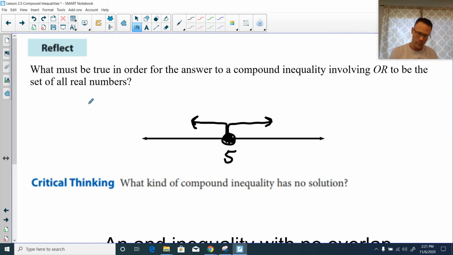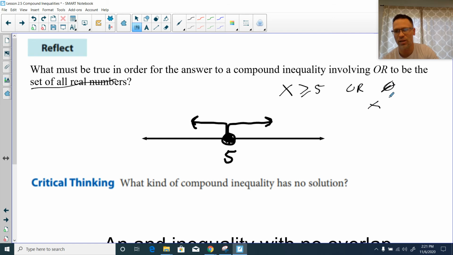All right, so kind of a reflection question. What must be true in order for an answer to a compound inequality involving OR to be the set of all real numbers? Well, I kind of gave an example here, okay? What if I said that x is greater than or equal to 5, or x is less than or equal to 5? Well, if you graph those each individually, you'd start with a filled in circle on 5, and one would have the arrow going to the left and one would have the arrow going to the right. This would indicate that all numbers are solutions, which means this would be the set of all real numbers.